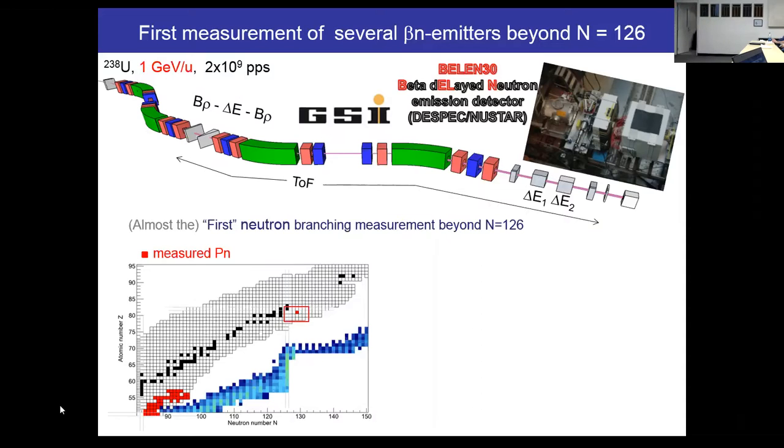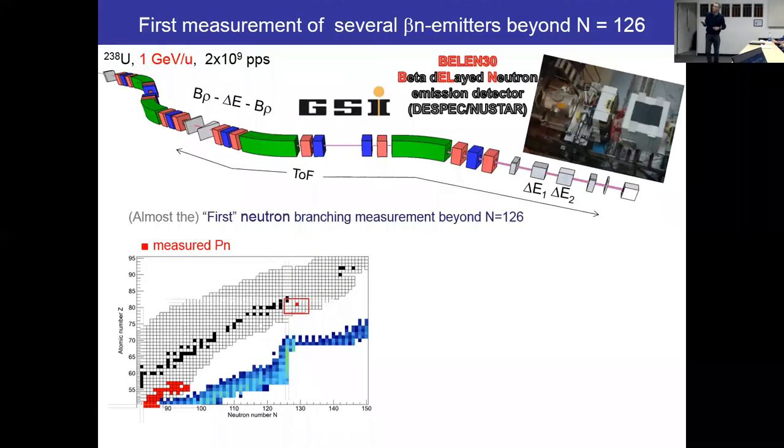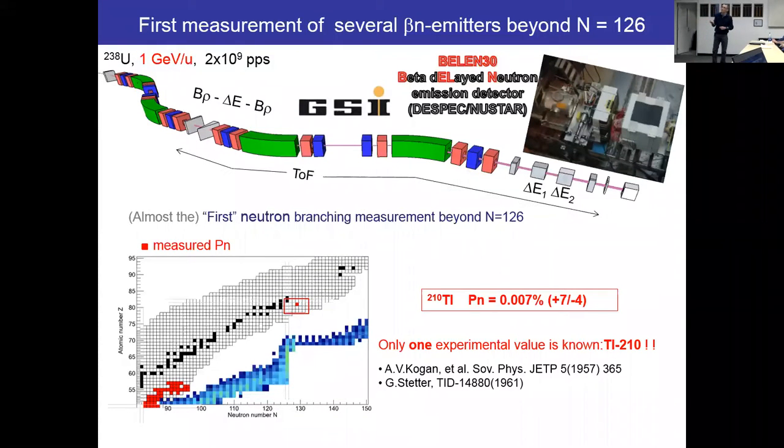And you can see that if you look in the literature, there is one experimental value that has been reported already beyond N equal 126. This is thallium-210. But this is a very, very small quantity, 0.007%. So it is a very small neutron branching ratio. This is from this old publication. But still, it is just one value and very small magnitude. So it is not sufficient to study with this information how theoretical models perform in that region.